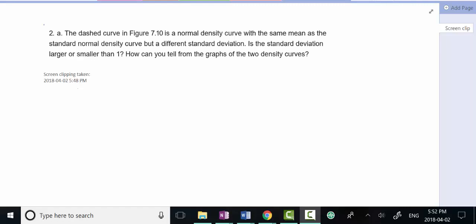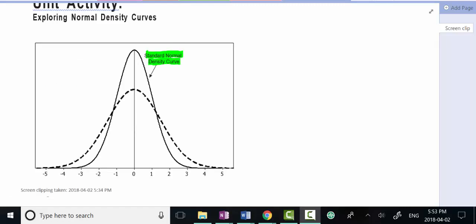For the next question, in figure 7.10 there are two curves, the normal density curve and a standard normal density curve. The standard normal density curve has a very specific shape. The normal density curve is the one with the dashed line. The question is, for the curve with the dashed line, is the standard deviation bigger or smaller than 1?